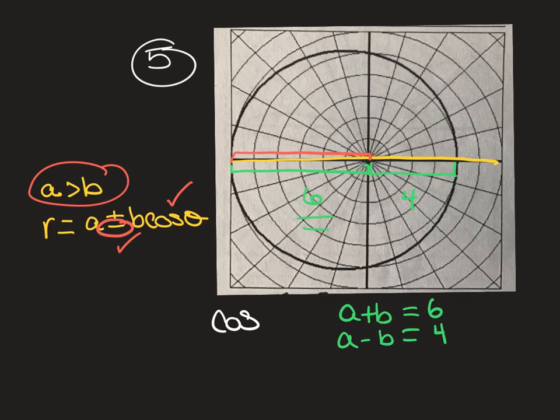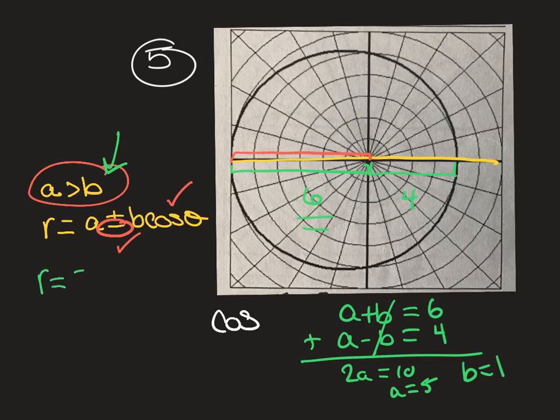So you can do guess and check, or I'm going to do the algebra because that's who I am. When you add these 2 equations together, those B's cancel out. So you get 2A equals 10, so A must equal 5. Then you can plug A back in and say 5 plus what makes 6? Well, B has to be 1. And remember, we're going to check right here: A has to be the bigger number. So A is 5 and B is 1. So the equation of this indented loop is going to be r equals 5 minus 1 cosine theta.